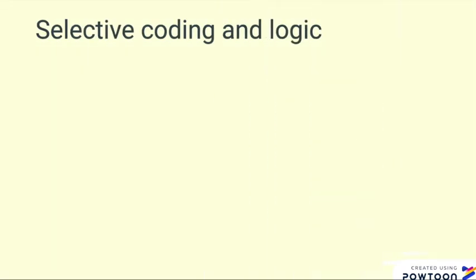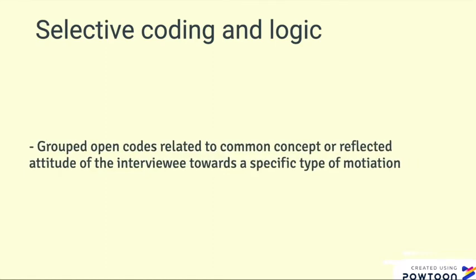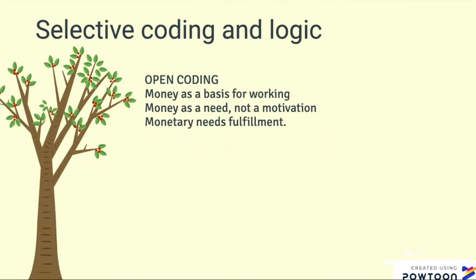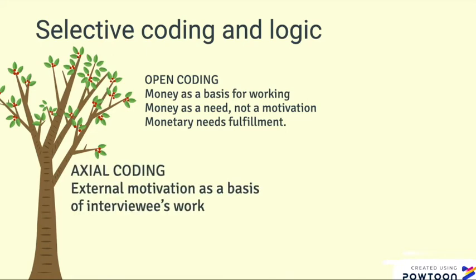In order to come up with a selective coding for each of the interviews, we first grouped open codes that were related to a common concept or reflected the attitude of the interviewee towards a specific type of motivation. For instance, from one of the first interviews, those open codes were: money is a basis for working, money is a need, not a motivation, and monetary needs fulfillment. Using these open codes, we came up with an axial code that would explain the idea present in all of them. This axial code is external motivation as a basis of interviewee's work.